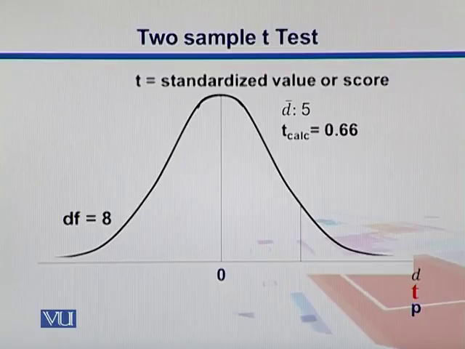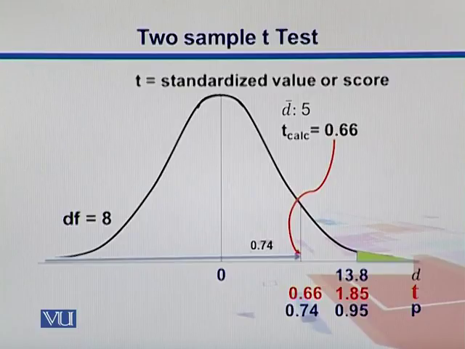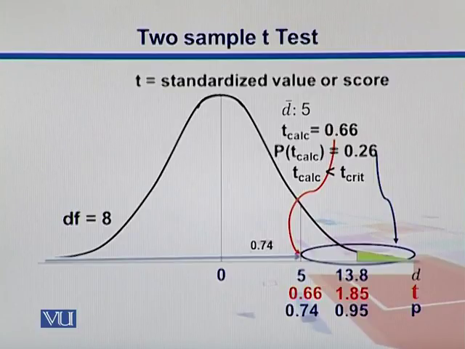What should be the critical value of t if you want to be in the upper or top 5%? For an observation to be in the top 5%, the difference between these two numbers should be 13.8, or your t value should be greater than 1.85. Up to that point, 95% of values are below and 5% are above. Where does your observation lie? 0.66 lies right here, where 74% of values are below and 26% are above that. Your t calculated is in fact less than t critical.